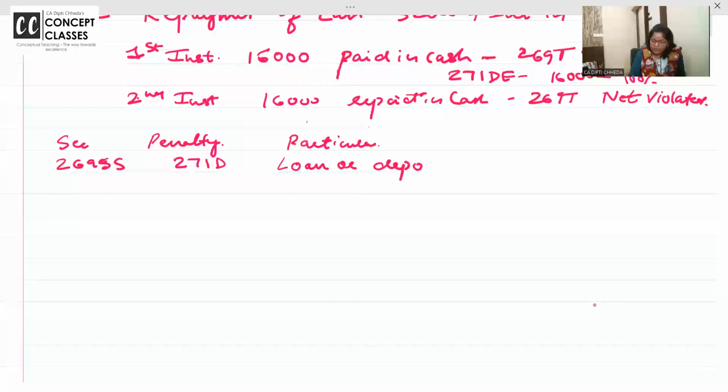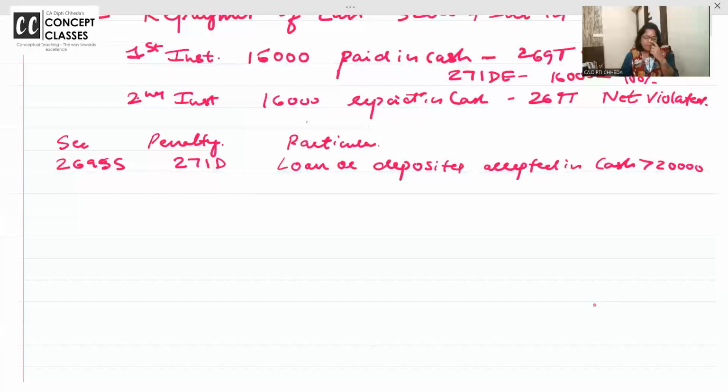Loan or deposit accepted in cash above 20,000, or when the balance is 20,000 in aggregate on the date of taking the loan. वो भी language वैसा ही है. So earlier loan and this remaining unpaid put together, if it exceeds 20,000, then you're caught up.